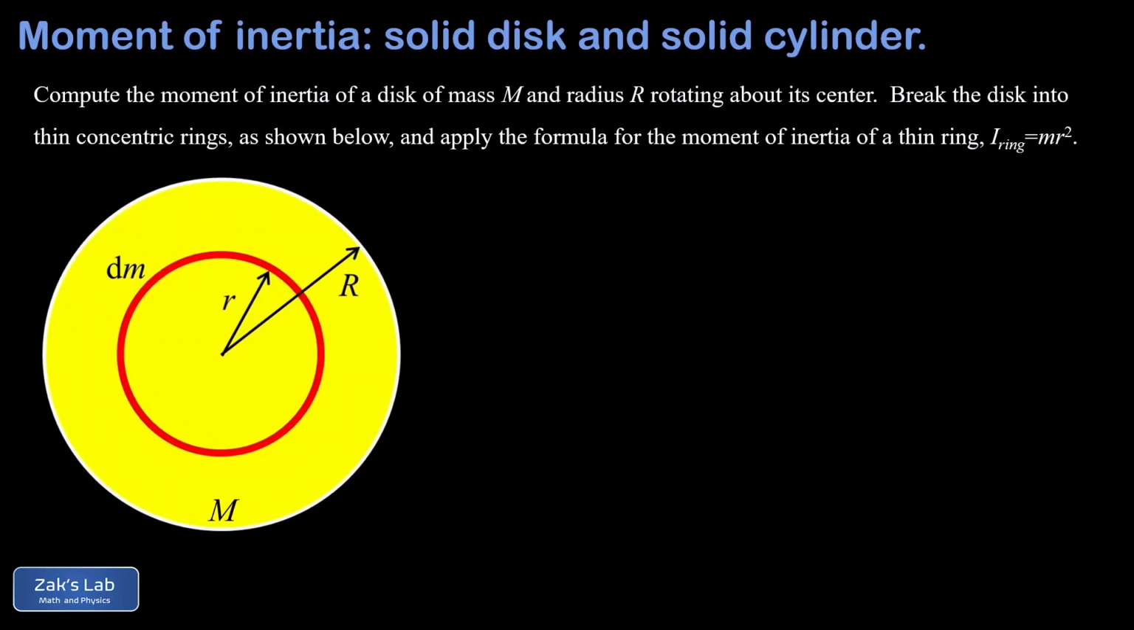In this video, we're computing the moment of inertia for a disk, and then we're using that result to compute the moment of inertia of a solid cylinder. To get the moment of inertia of the disk, we're slicing it into thin concentric rings, and then using the formula that we previously derived for the moment of inertia of a ring, and that's the mass of the ring times its radius squared, and I'll post a link to the video where that was derived.